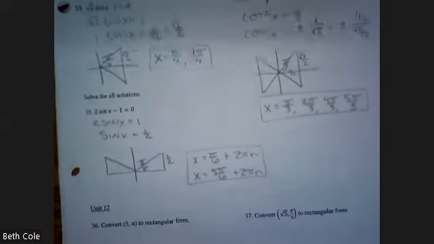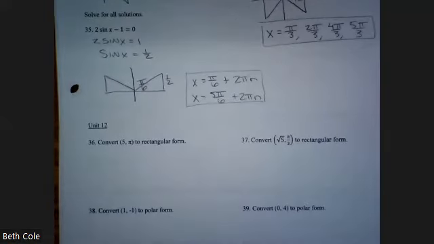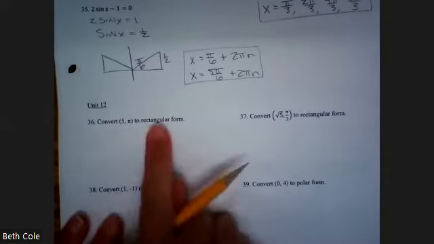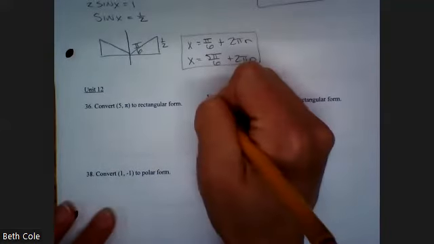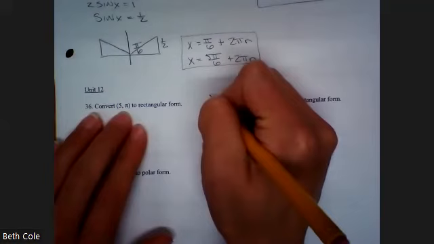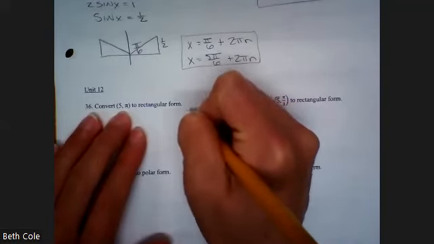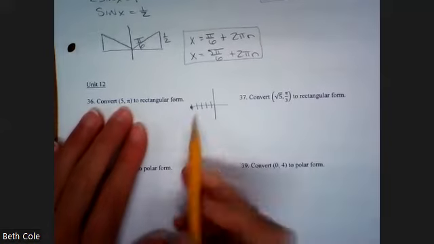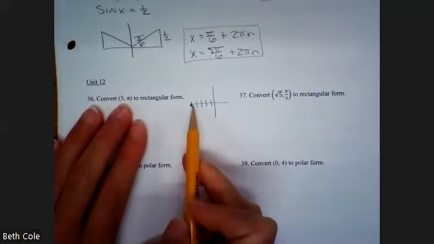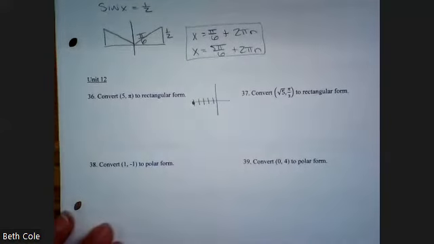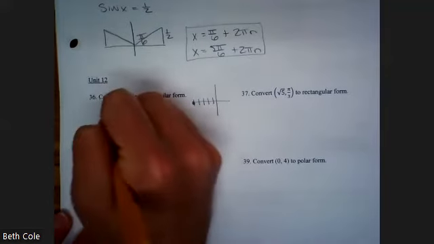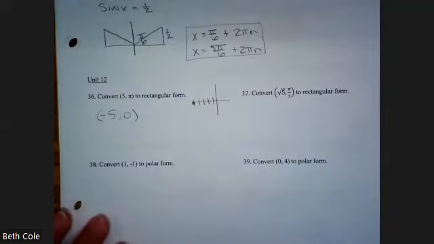And then lastly, unit 12, this is our polar stuff. Convert this to rectangular form. That's going to land on the axis. So if you just draw it, you'll be able to answer it. If you rotate to pi, that's going to be over here. And 5 units away from the center, that's your point. So what would that be in rectangular? Yeah, -5, 0. That's a no work one.